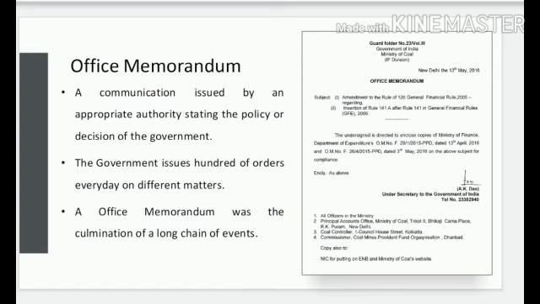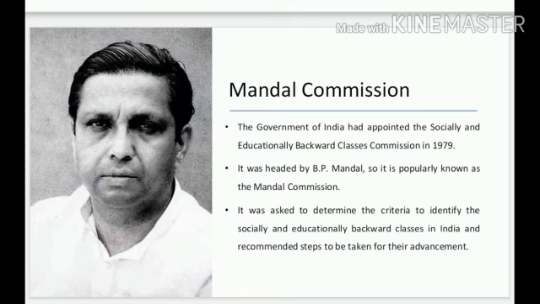The discussion begins with the office memorandum. It is a communication issued by an appropriate authority stating the policy or decision of the government. The government issues hundreds of orders every day on different matters. An office memorandum was the culmination of a long chain of events.